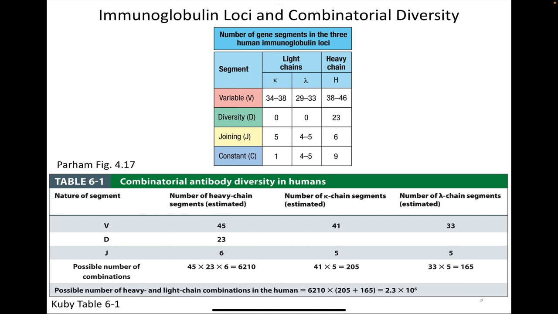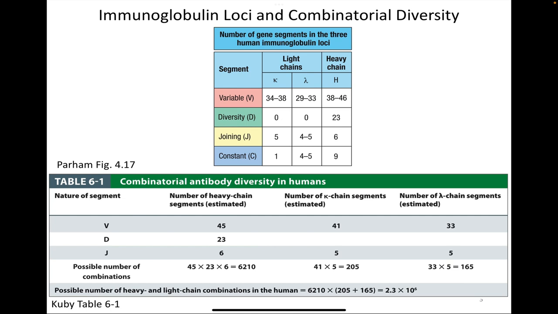There are about 45 V's in the human genome, 23 D's, 6 J's. And so if you multiply that out, we have 6,210 possible heavy chains we can make out of, what is that, 74 genes. We get 6,000 heavy chains. So we're saving quite a lot there genetically.